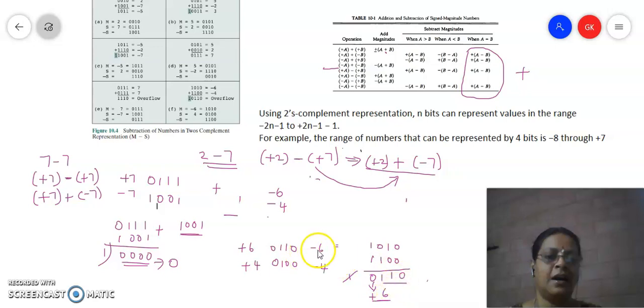But actually when I do minus 6 and minus 4, you have to get minus 10. Now you are getting a wrong result. Why are you getting a wrong result? Now you can identify the problem here. Just check the carry. For the MSB bit position, what is the input carry? The input carry is 0, and what is the output carry? It is 1. So the input carry and the output carry are different.